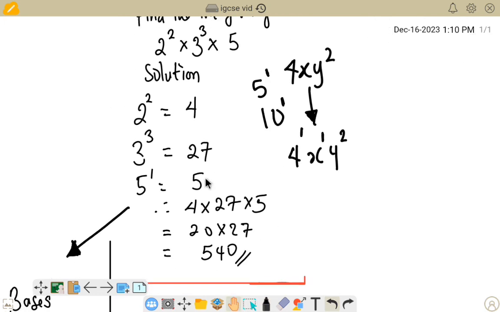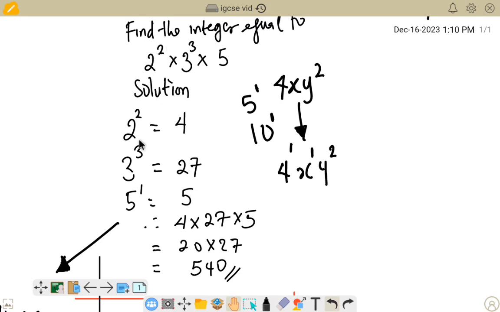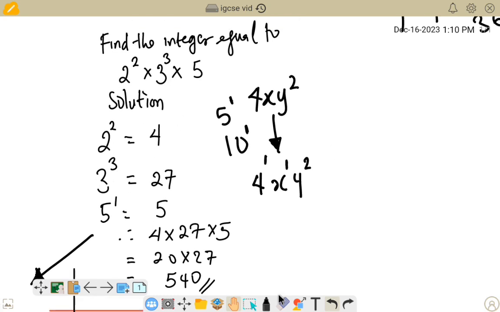So you break this number to 2 to the power 2. 2 to the power 2 is 4. That's 2 times 2 will give you 4. Then 3 to the power 3. That's 3 times 3 times 3. This value right here is 3 times 3 times 3. That's 27. Okay, 5 to the power 1 is 5.